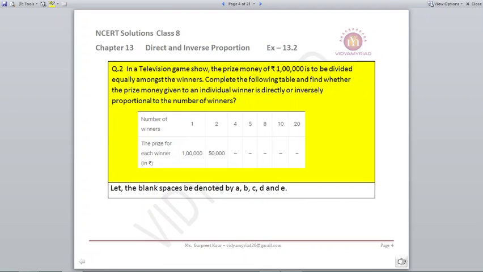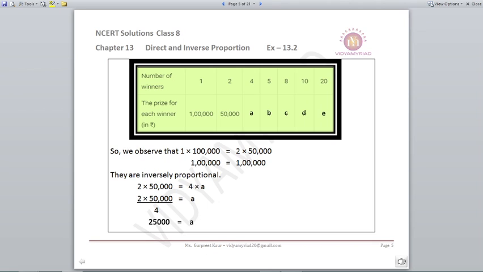How are we going to see? See, 1 to 1 lakh and 2 to 50,000. In order to check this, we will observe that 1 multiplied by 1 lakh is equal to 2 multiplied by 50,000. Both come out to be 1 lakh, which shows that this is inversely proportional. So please check this parameter. This is one guideline to check whether it is inversely proportional or directly proportional. This is a case of inversely proportional.